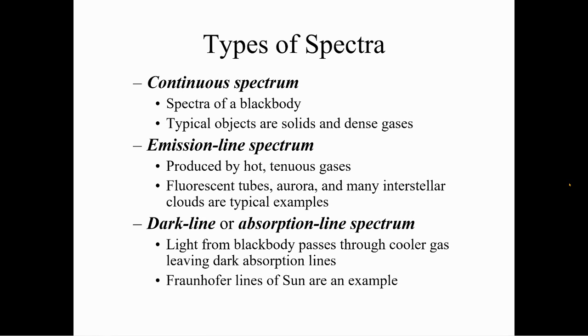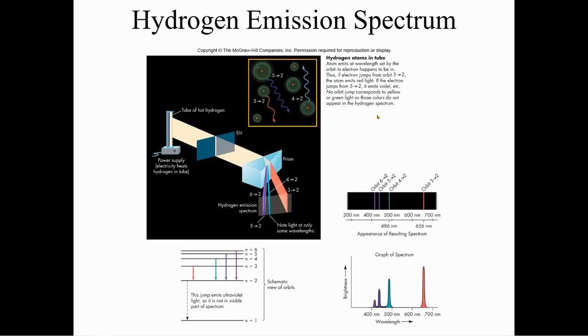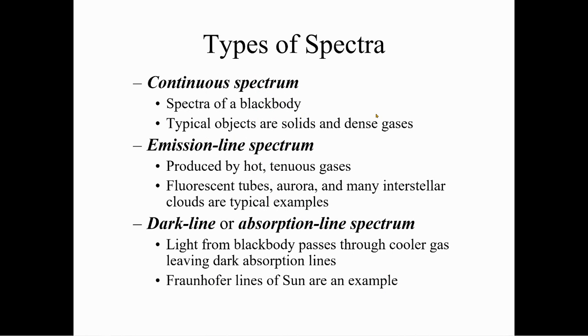So this gives us three types of spectra. A continuous spectrum comes from a black body, the sun, for example. Typical objects are solids and dense gases. The emission line spectrum is produced by very hot gases. Fluorescent tubes, auroras, and many interstellar clouds are typical examples. Then we have the dark line or absorption spectrum. Light from a black body passes through cooler gas, leaving dark absorption lines. Fraunhofer lines of the sun are an example.